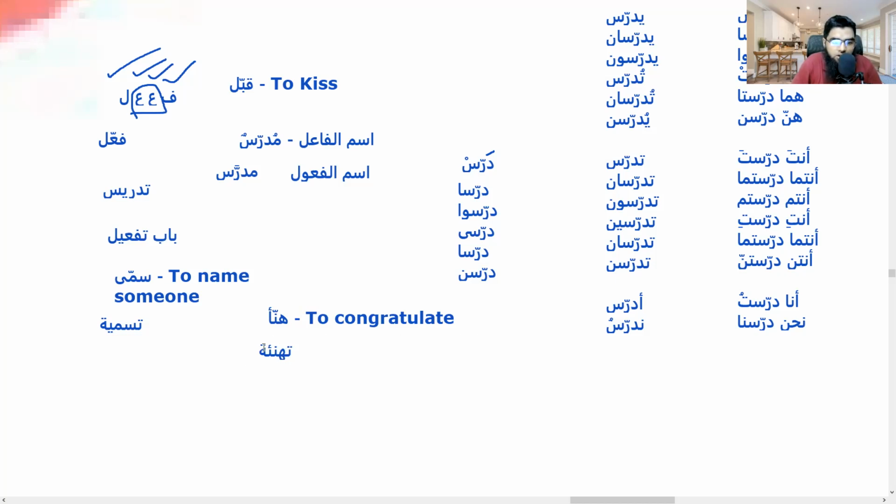Tahniya. You can have a ta also, because this has a hamza at the end. Hamza, alif maqsura. So the two rules: if it is a naqis verb with a ya or alif maqsura or the hamza, you can have a ta also at the end.